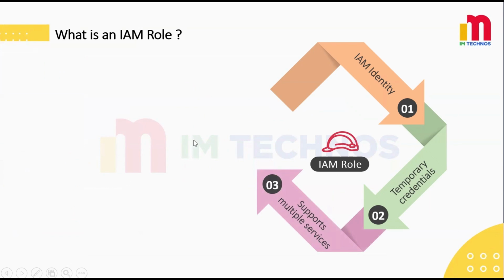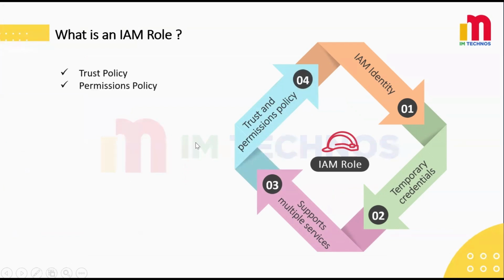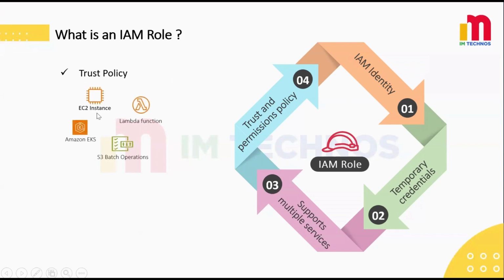IAM roles have two types of policies: trust policy and permissions policy. The trust policy defines which principals can assume the role, such as EC2 instances, Lambda functions, Elastic Kubernetes Service, Elastic Container Service, and many others. On the other hand, the permissions policy specifies the actions and resources that the role is allowed to access. For example, Amazon S3 full access, DynamoDB read-only access, and more.